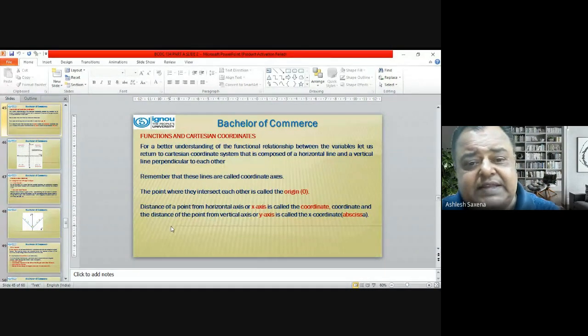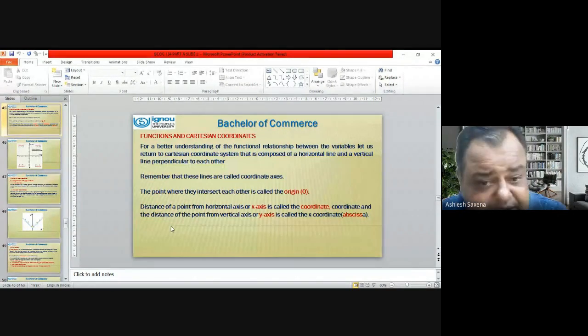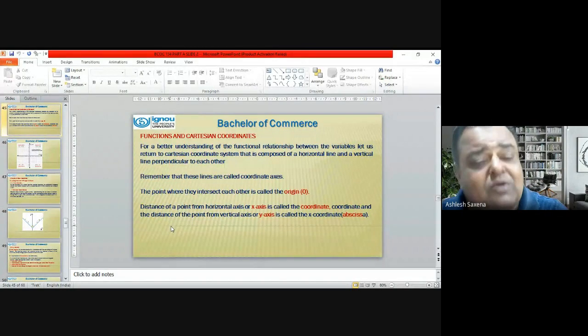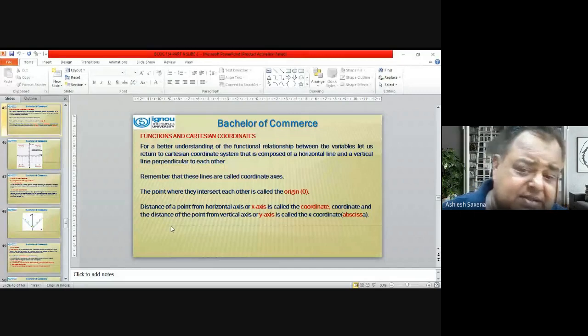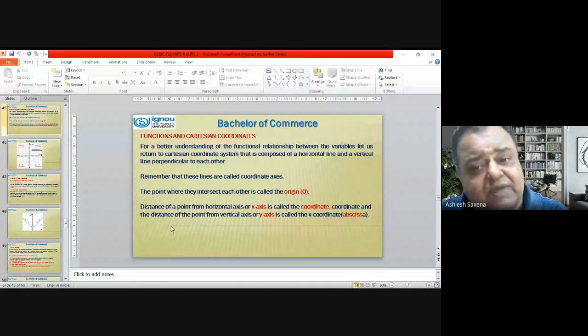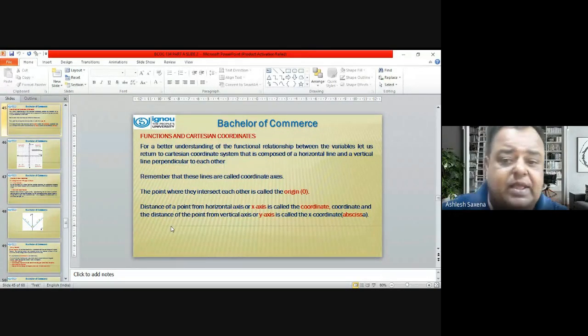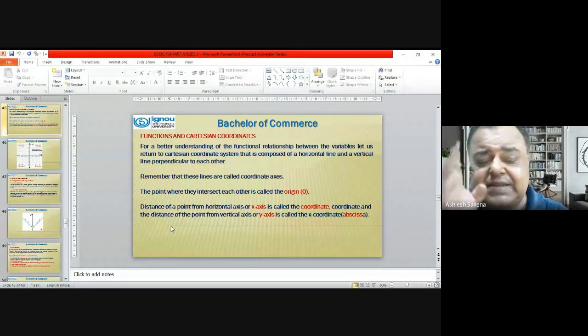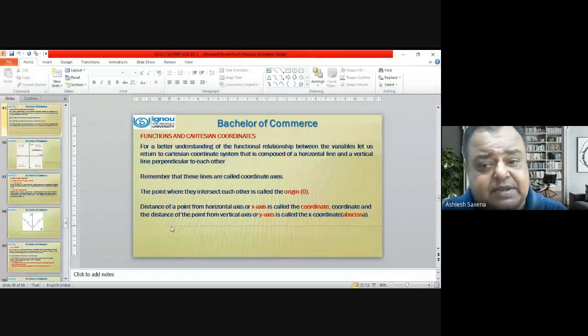Now, the distance of a point from the horizontal axis or x-axis is called its ordinate. Please remember it. The distance of a point from the horizontal axis or x-axis is known as ordinate. And the distance measured from the vertical axis, that is the y-axis, is known as abscissa. Ordinate and abscissa. Distance from x-axis is ordinate and distance from y-axis is abscissa.